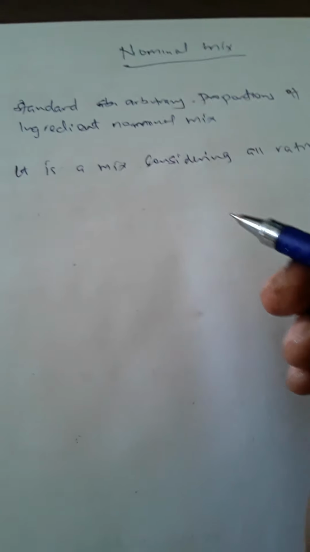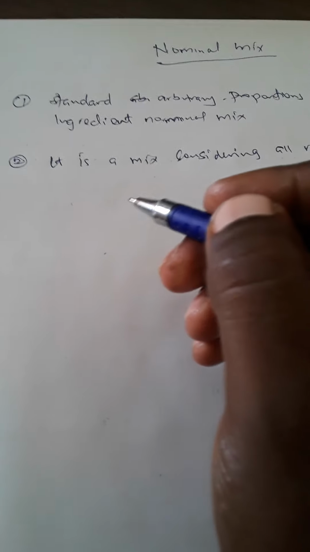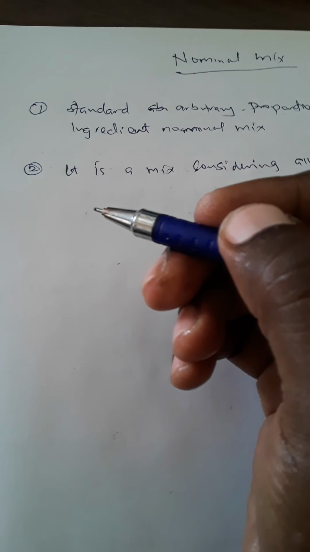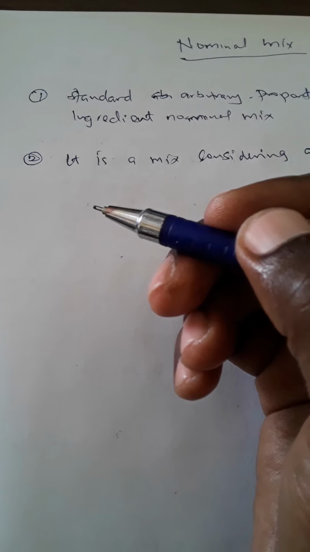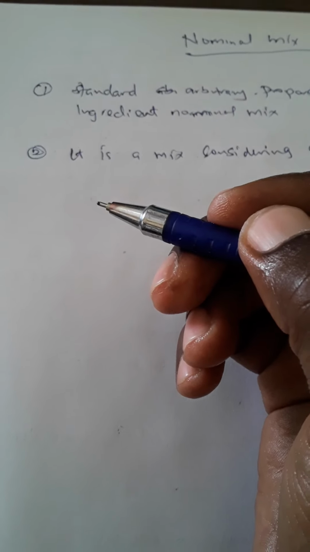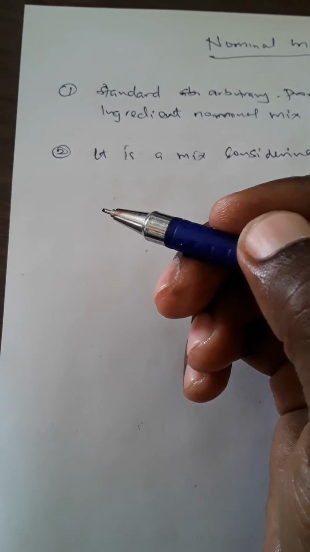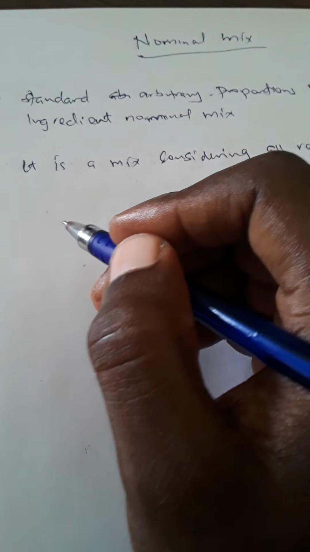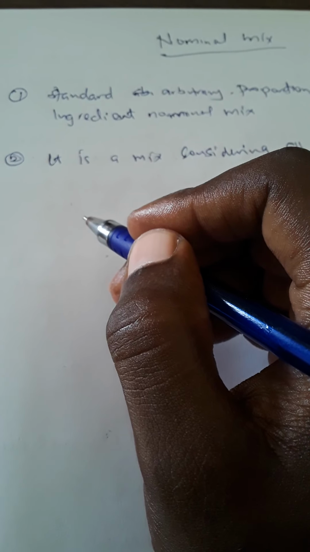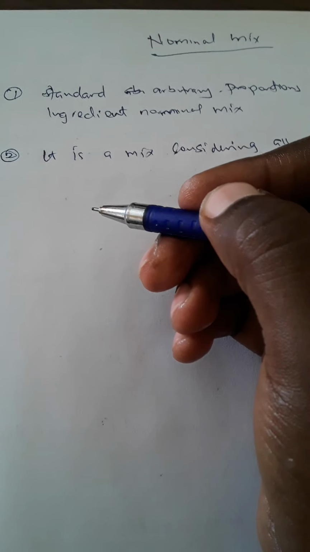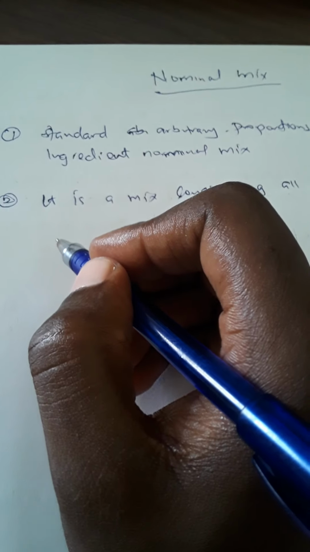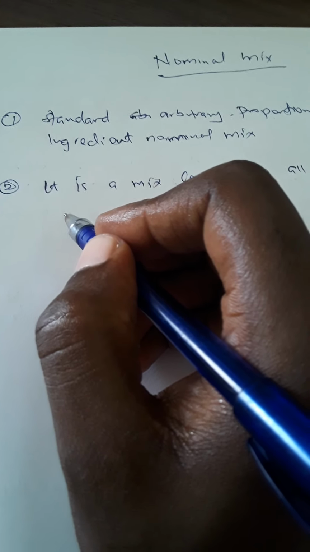So it is a mix considering all ratios in terms of volume. For example, if you are using a certain bucket, that bucket has a certain volume. So that bucket is the one that you are going to use for the ratios of the ingredients of that concrete. So that one will be considered a nominal mix of concrete.